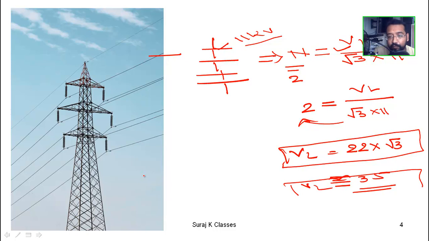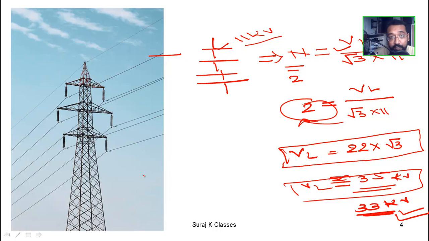Actually, though, a 35 kV voltage level is not present in our system; a 33 kV voltage level is present. So if you see two discs on any tower, this represents 33 kV insulation. That means the transmission line voltage carried by that particular tower is able to carry 33 kV capacity of electricity.